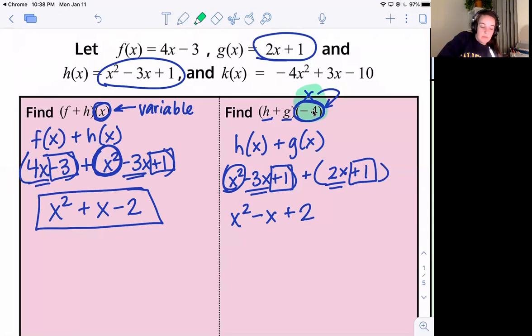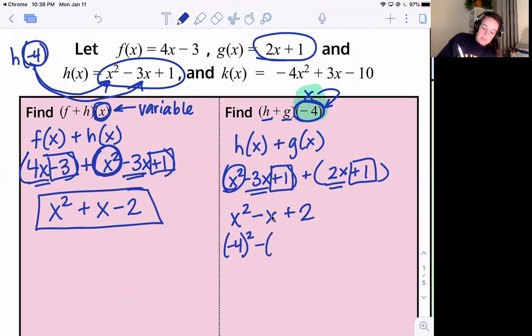This is the same as when we had h of negative 4, we would take negative 4 and plug it in anywhere that we saw x. This is exactly the same in this instance. So x is negative 4 here. So I'm going to change the x's into negative 4s. So negative 4 squared minus negative 4 plus 2. Right, so I'm substituting in that negative 4 anywhere that I see x in the equation.